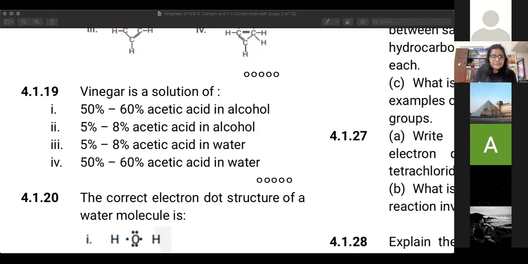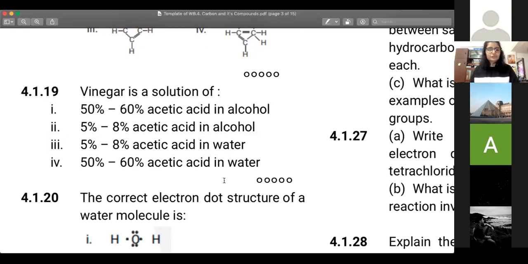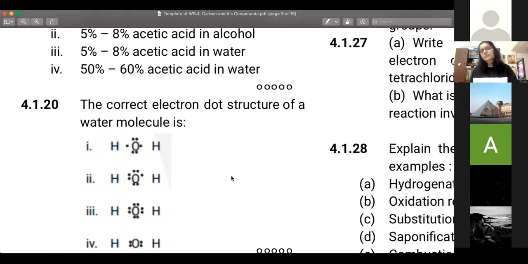Ananya, Bhavika, Anirban, Mansi, Neki, yes, all of you guys. No, Neki, that is not correct. Ma'am, I typed 3 by mistake. 3 is correct. So vinegar is a solution of acetic acid in water, and it's just 5 to 8%. It's not 50, 60%. If it was 50, 60%, it would be really difficult to cook with it. You'd have to add like 2 drops of it.